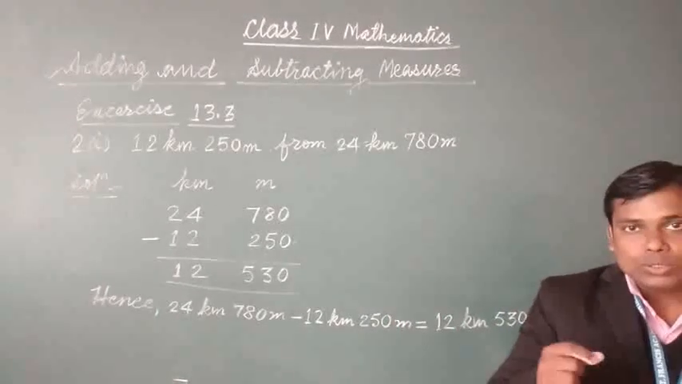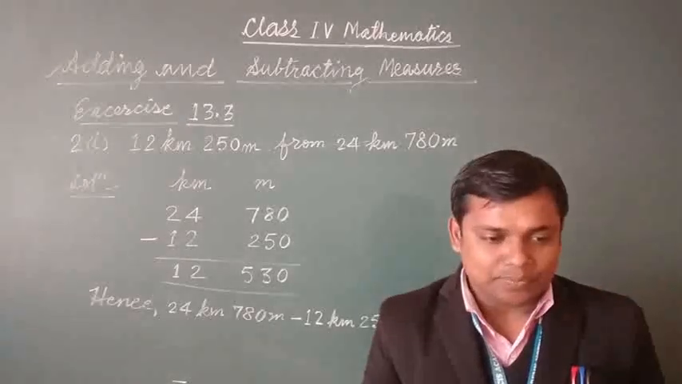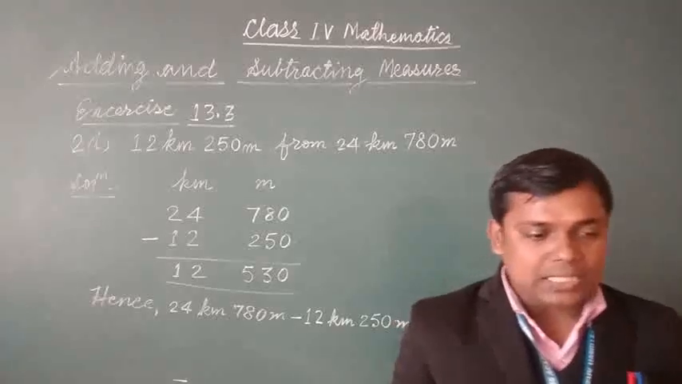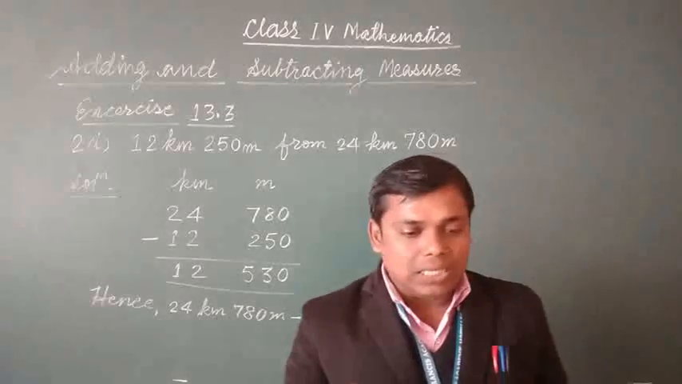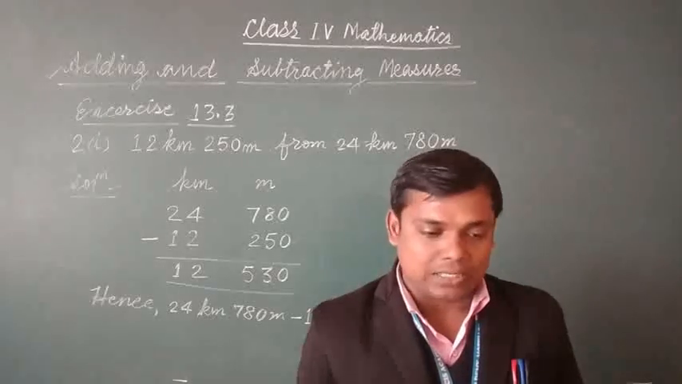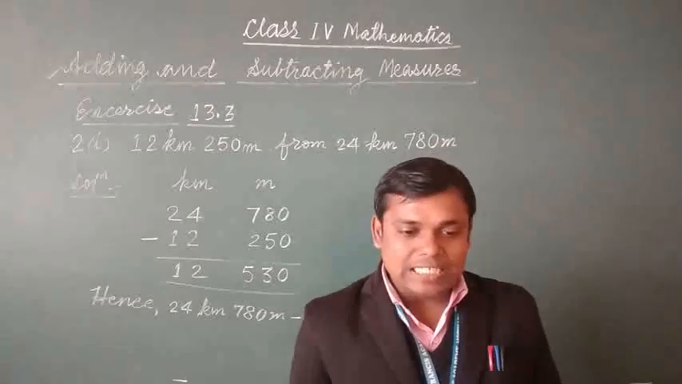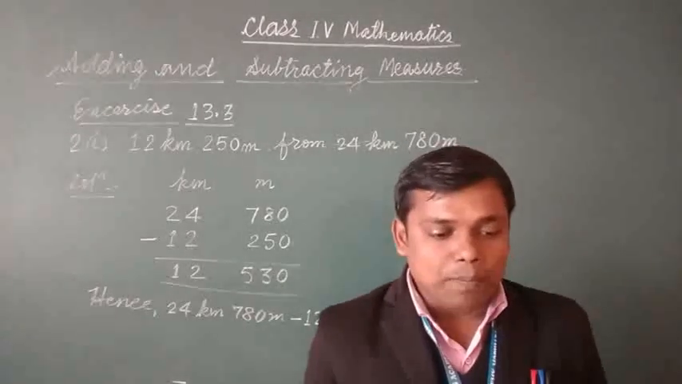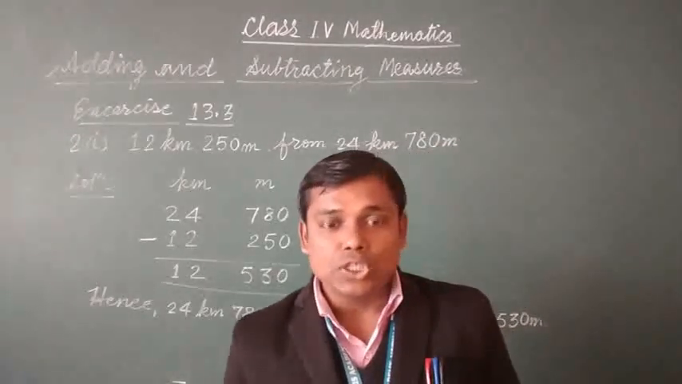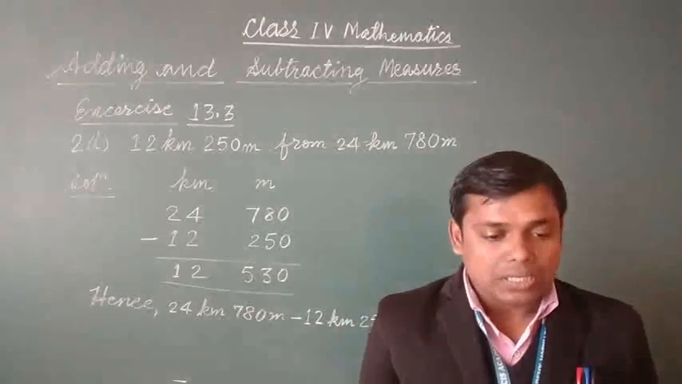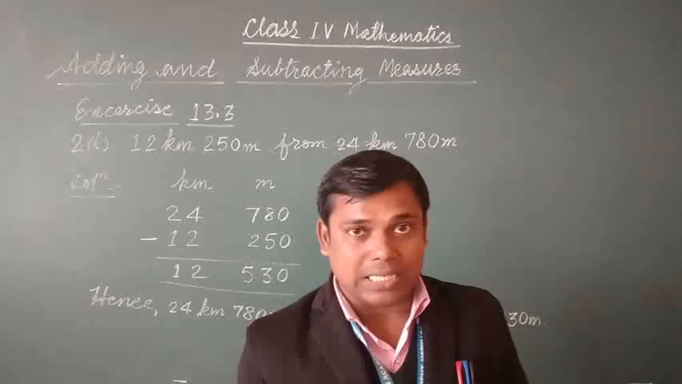So I am going to solve question number 3. All of you read the question from your book. It is written here, a bucket had 12 liters 50 milliliter of milk, out of which 8 liter 250 milliliter of milk is used for making sweets. How much milk is now left in the bucket?